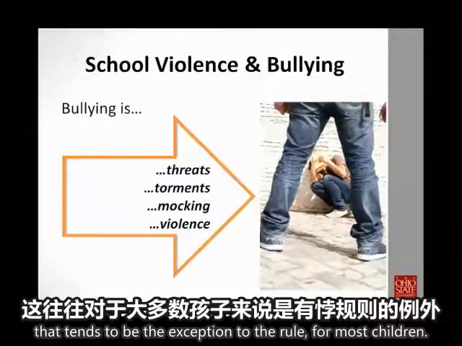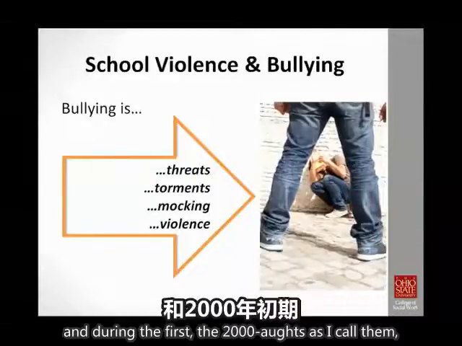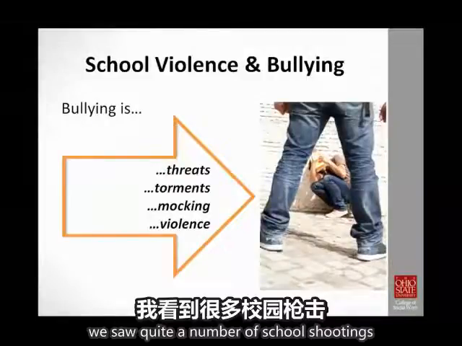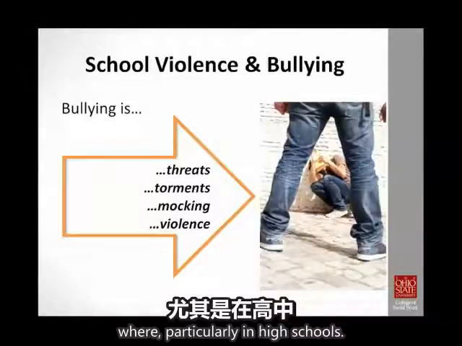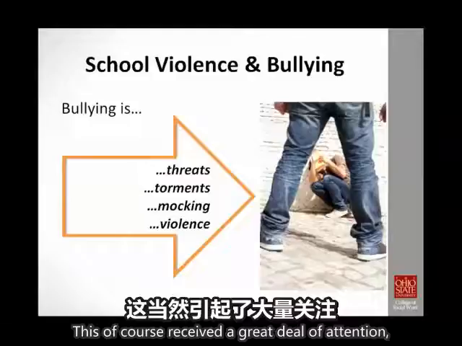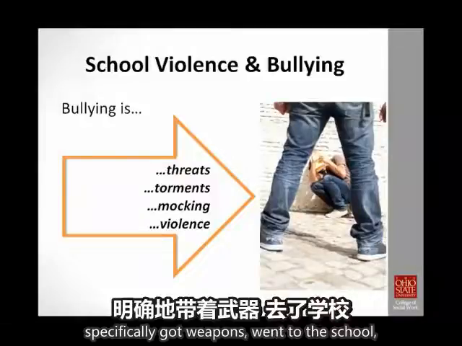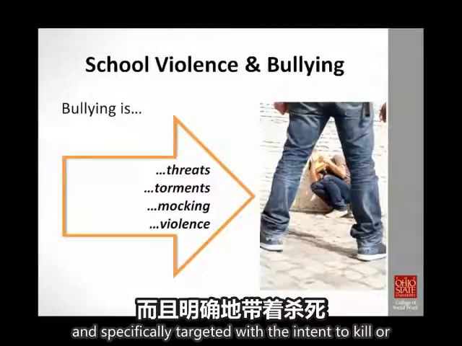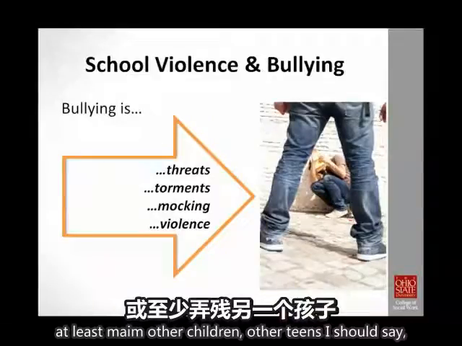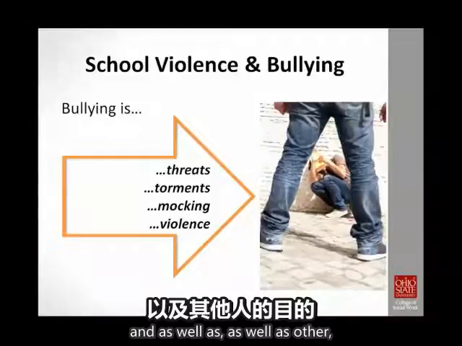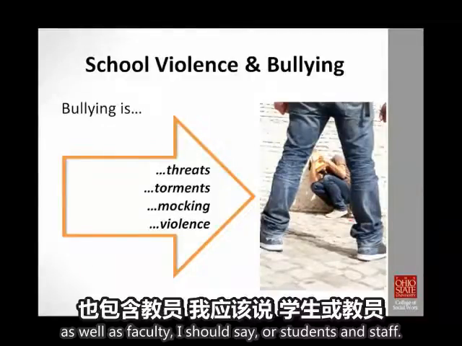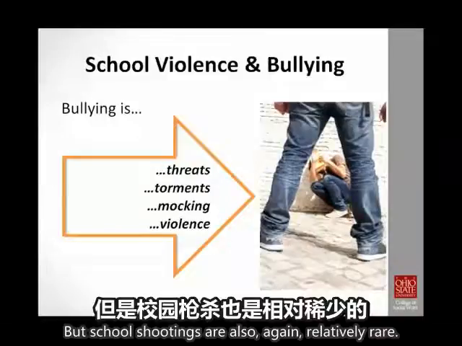Also, during the 90s in particular, and during the 2000 aughts, as I call them, we saw quite a number of school shootings where, particularly in high schools, this of course received a great deal of attention, understandably so, where teens specifically got weapons, went to the school and specifically targeted with the intent to kill, or at least maim, other teens, as well as faculty, I should say, or students and staff. But school shootings are also, again, relatively rare.